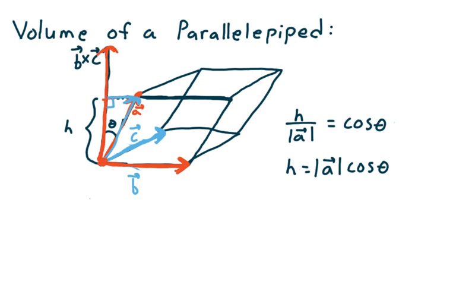Now, if I draw this line here, okay, I get h. So in other words, I get the height of the parallelepiped. And if you notice, by the way, theta is the angle between a and b cross c. If I take h and I divide it by the magnitude of a, I get cosine theta. If I multiply both sides by the magnitude of a, I get h equals the magnitude of a cosine theta. So I'm laying the groundwork here to get the volume.